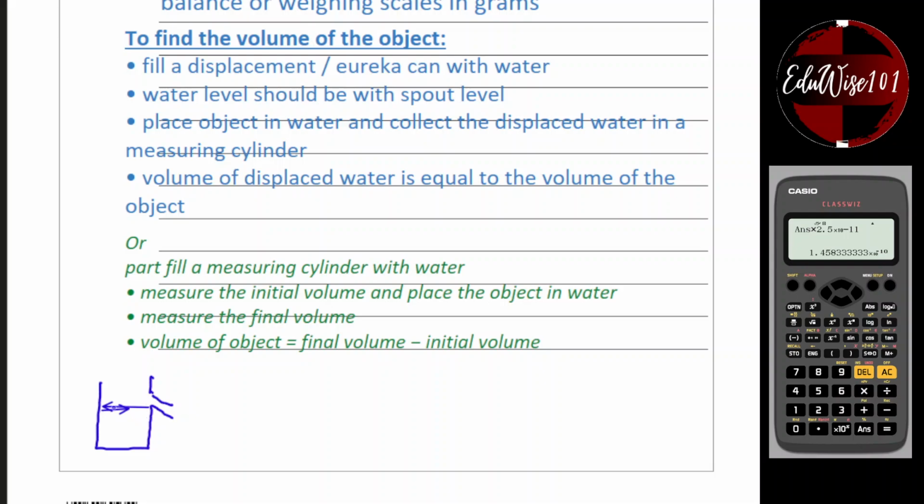That is the level of water that you can actually fill with. Now, if that's the object that you are trying to measure the volume of, if you place that, then the water will actually go up, and the water that comes out can be collected using a measuring cylinder, right? So that's your displacement can, your measuring cylinder, and the volume of water collected is equal to the volume of the object.